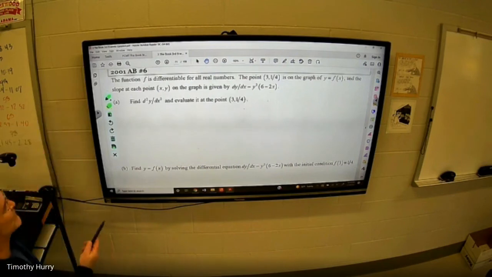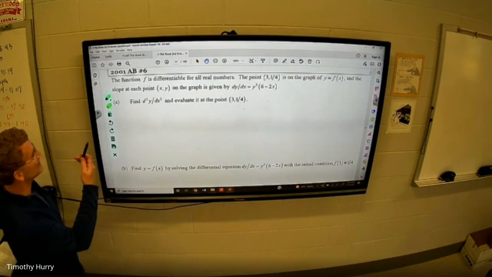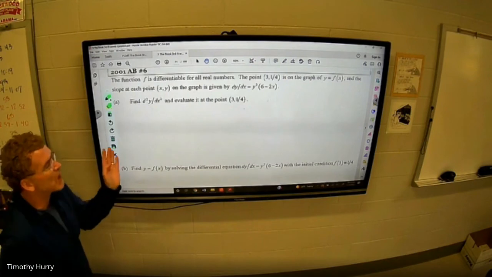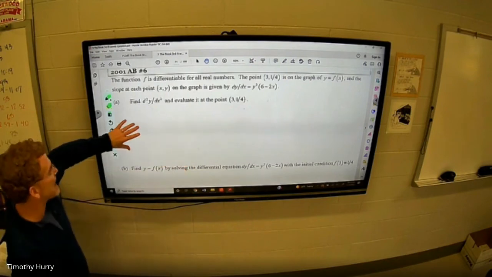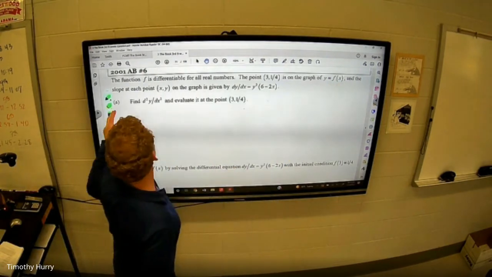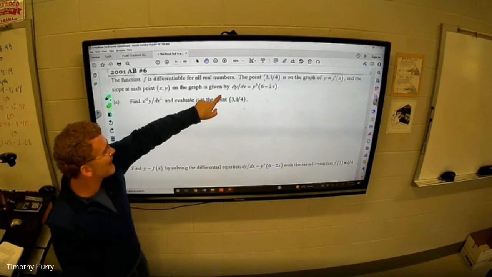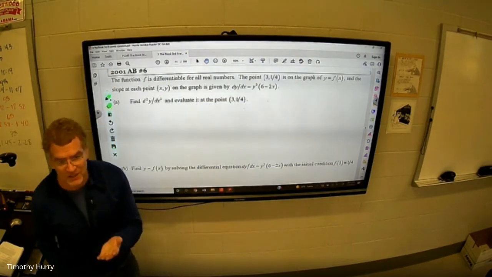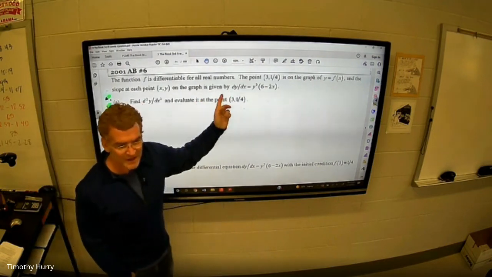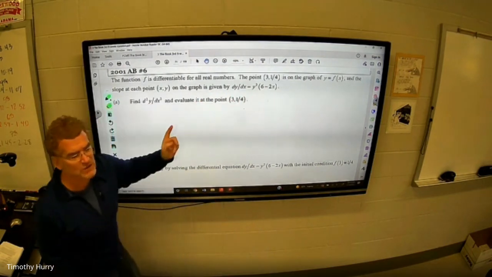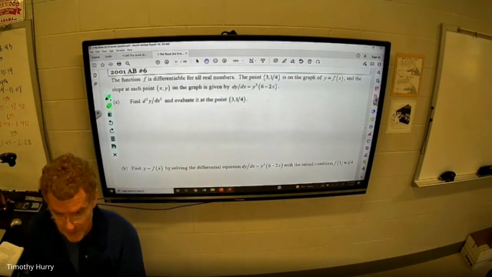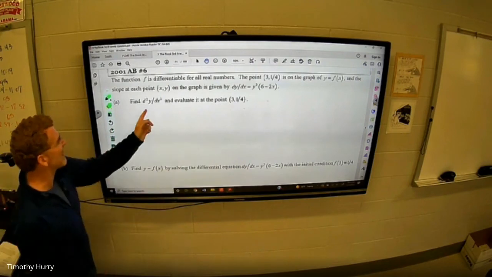So 2001, number 6. Let's take a look. The function f is differentiable for all real numbers. The point (3, 1/4) is on the graph. Initially this feels a lot different. They're giving you a point on the graph of the solution, and the slope at each point is given by that. Now they're calling it a slope, but it's still a differential equation. You should know that the slope is a derivative equation. Now they said to find what?